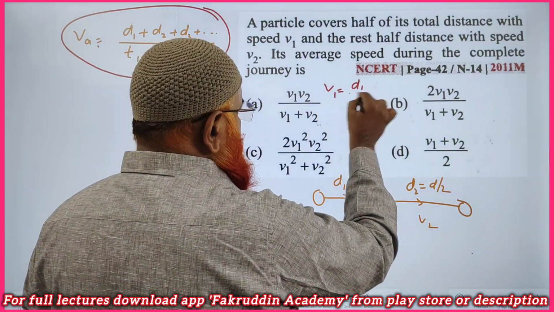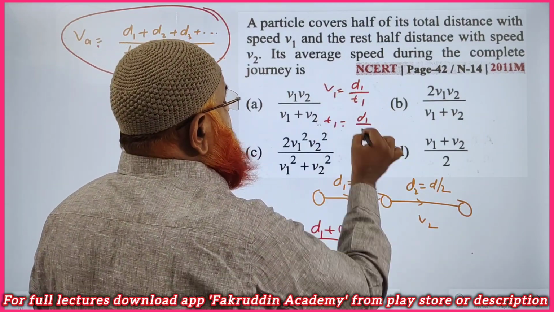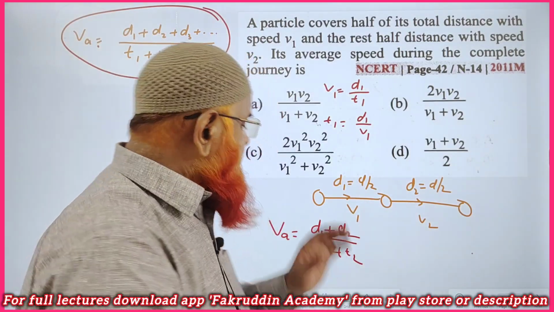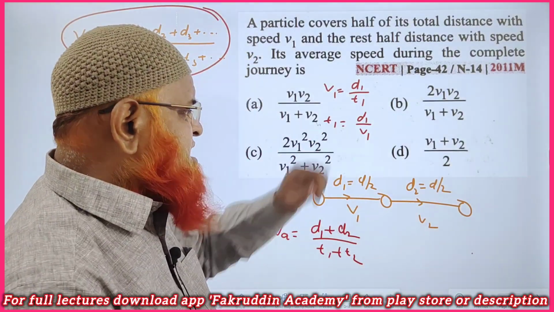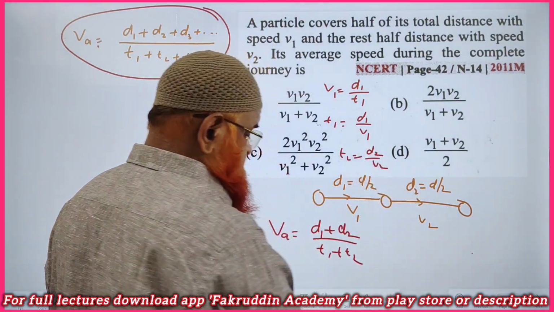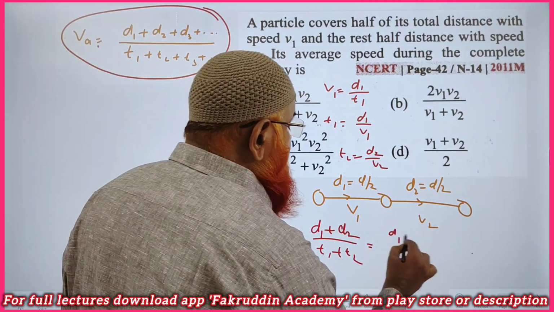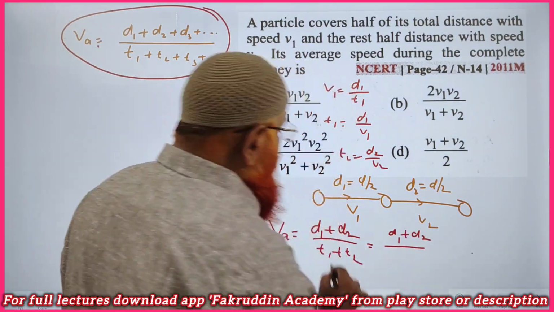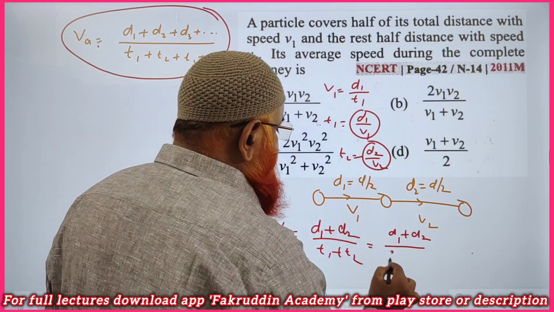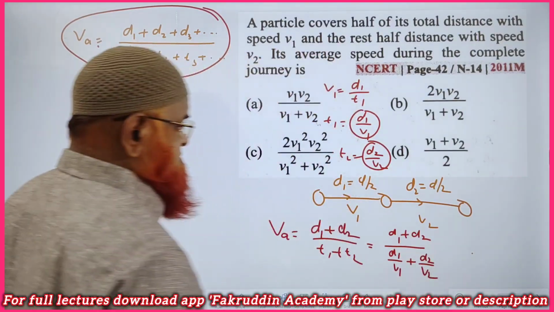You know v1 is equal to d1 by t1. So t1 if you take to the numerator, v1 comes to the denominator. So t1 can be written as d1 by v1. Similarly, t2 can be taken as d2 by v2. So I will write d1 plus d2 as it is, and t1 and t2 can be written as d1 by v1 plus d2 by v2.